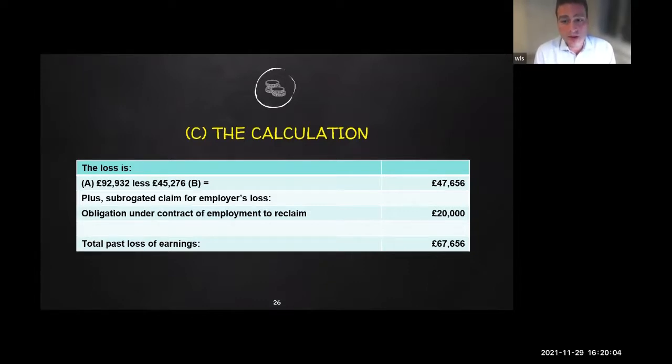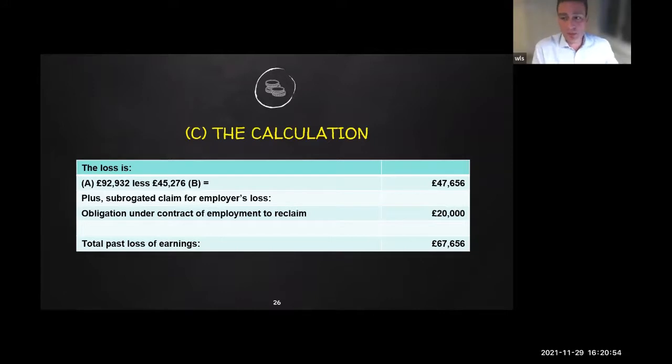of employment, it might enable the employer to require the claimant to reclaim any losses or expenses paid following an injury. So sometimes if they've had to pay out statutory sick pay, for example, or have continued paying the employee for a period, they can require, as a subrogated claim, the employee to claim that against the insurers in the personal injury claim. And for the purposes of this example, I've assumed that the amount that the employer would be entitled to is 20,000, and then just added that to the loss of earnings claim, and that gives you a total past loss of earnings claim of 67,656.